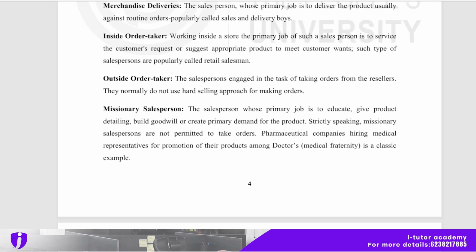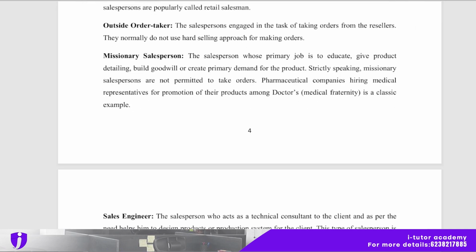Okay, they are selling the product. Inside order taker: working inside a store, the primary job of such a salesperson is to service the customer's request or suggest an appropriate product to meet the customer's wants. Such types of salespersons are popularly called retail salesmen.